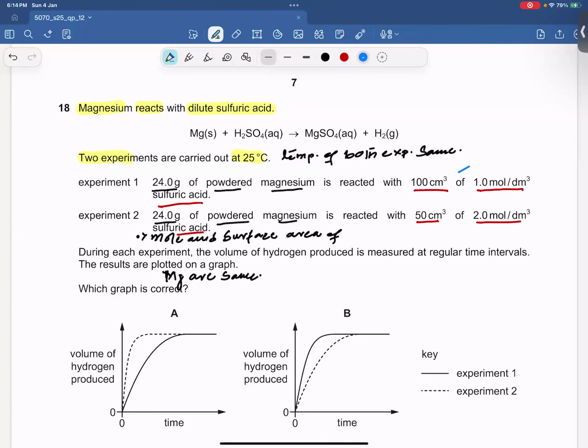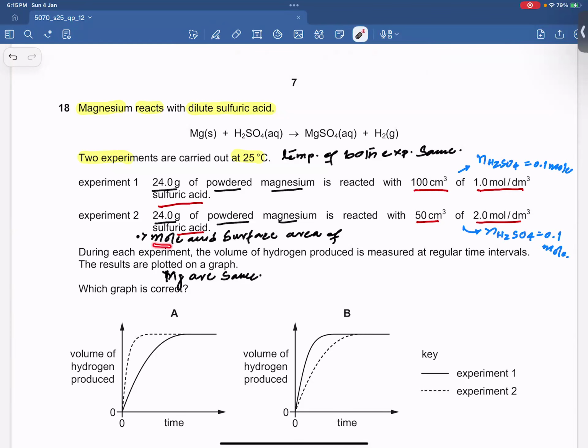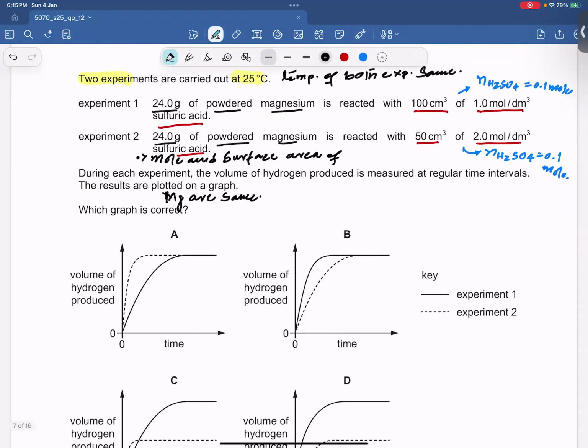Technically, the moles of H2SO4 in experiment 1 is 0.1, and the moles of H2SO4 in experiment 2 is also 0.1 mole. So the number of moles of sulfuric acid in both the cases is the same. Since the moles of magnesium is the same and moles of sulfuric acid is the same, the same amount of reactants has been used, which is why the same volume of hydrogen gas must be collected in both the experiments. So that's the most powerful point, number one.